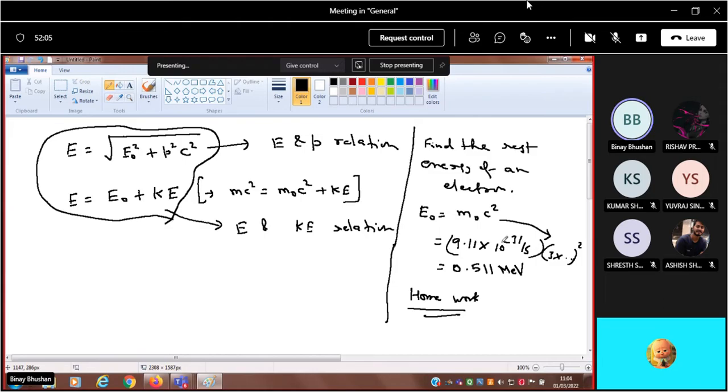Find the rest energy of an electron, find the rest energy of a proton, find the rest energy of a neutron, like that.